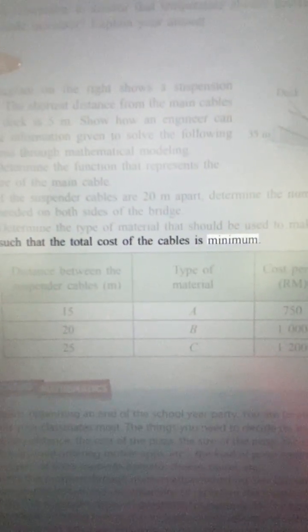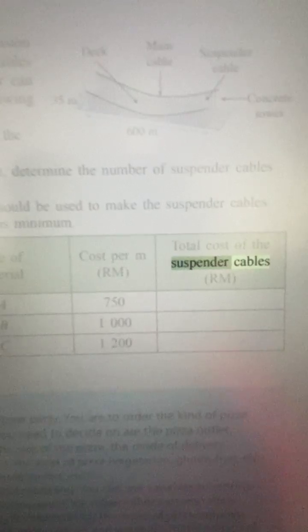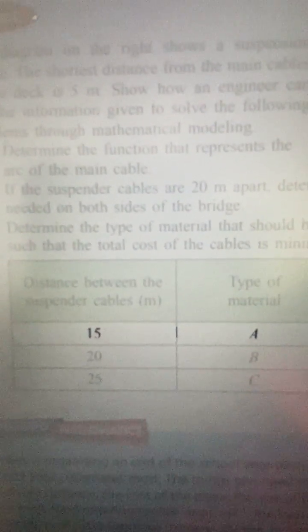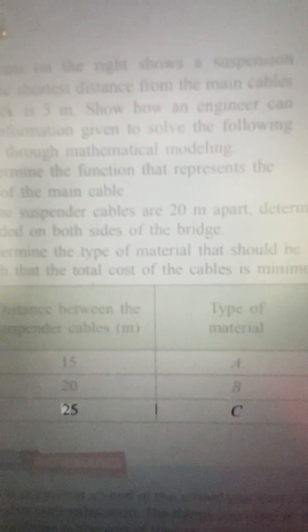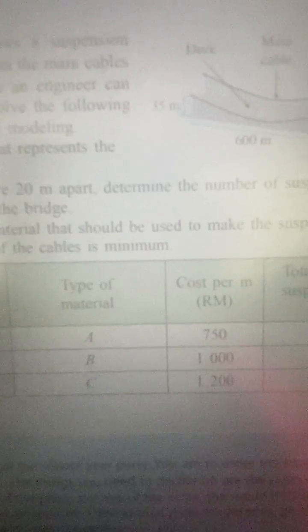Distance between the suspender cables, m. Type of material, cost per m, RM. Total cost of the suspender cables, RM. 15, A, 750. 20, B, 1000. 25, C, 1200. Exploring mathematics.